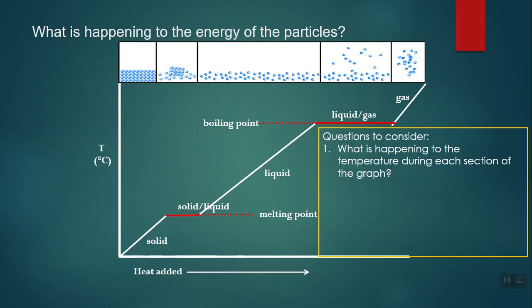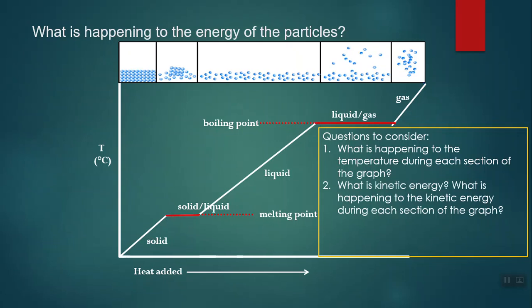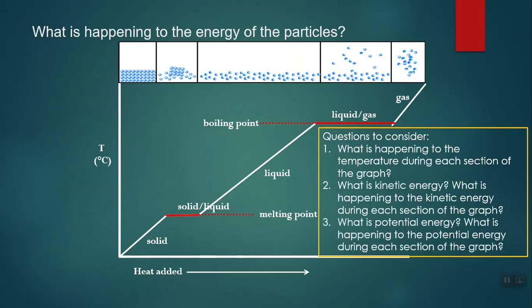And again, at the liquid point, we see that the temperature is increasing. Here at the vaporization, we see that temperature is again constant. And at the gas state, we see that temperature is changing again. So the next two questions I want you to think about. What is kinetic energy? What do you think is happening to the kinetic energy during each section of the graph? What is potential energy? What is happening to the potential energy during each section of the graph?